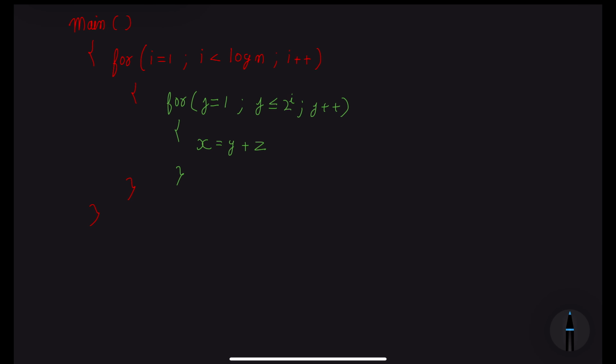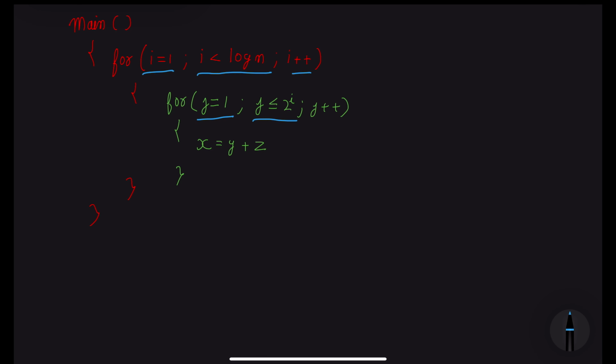Let's look at the last question for the video. Here we have a nested for loop, and this for loop is running from i equal to 1, and it will run until the value of i is smaller than log n, and it is incrementing by 1 each time. And the inside loop, which is a nested one, will run from j equal to 1, and it will run until the value of j is smaller than or equal to 2 raised to the power i.